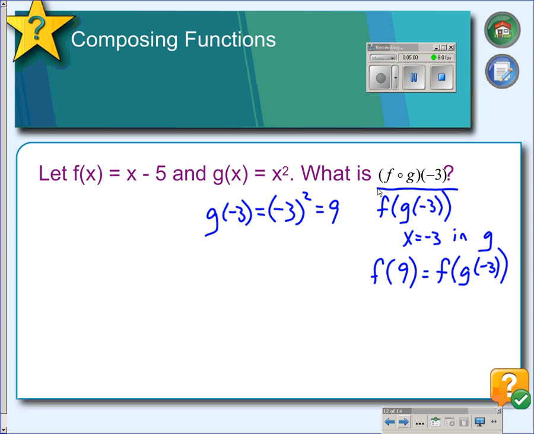So f of g of negative 3 is what we get when we put 9 in for x in the f function. 9 minus 5 is 4. So f of g of negative 3 is 4.